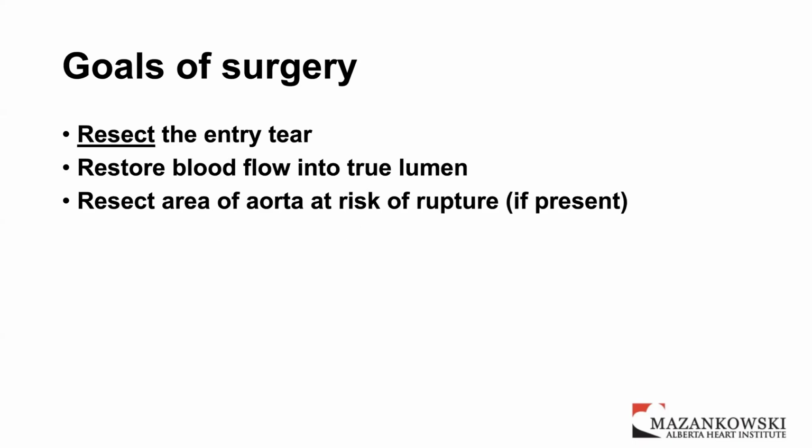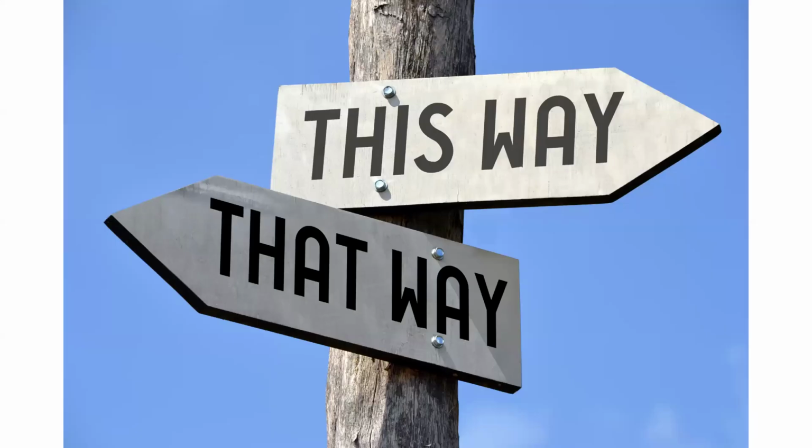So goals of surgery are to resect the entry tear, restore blood into the true lumen, and resect the area of the aorta that's at risk of rupture if present, similar to the Knickerbocker technique that there was a slide on, which also had the slide showing the candy plug. We're primarily concerned about the thoracic aorta rupturing in the early period following type B dissections. But I have this slide here for this or that.